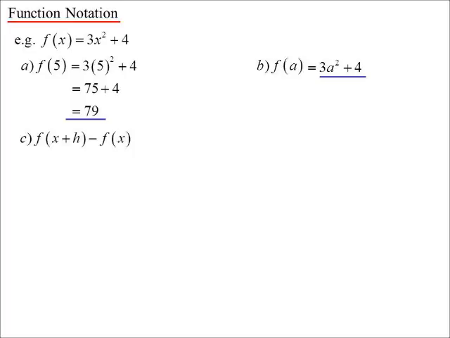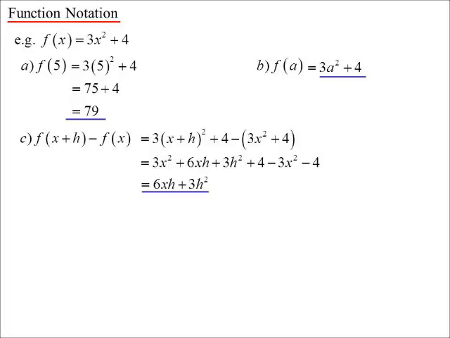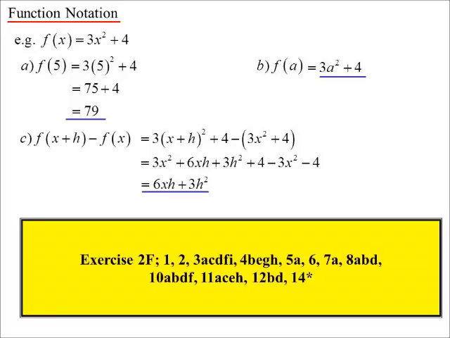It doesn't have to be one pronumeral. f of x plus h minus f of x, which will become a really common one that we'll do later on. Okay, so f of x plus h will be 3 lots of x plus h squared plus 4 minus f of x, which is 3x squared plus 4. Expand out, collect like terms, there we go, 6xh plus 3h squared. All right, 2f.